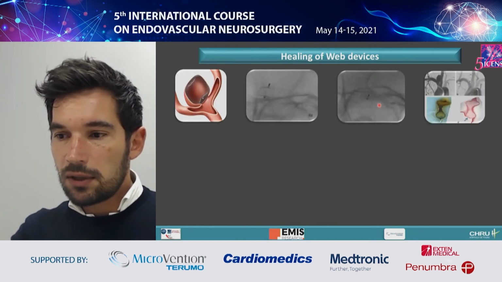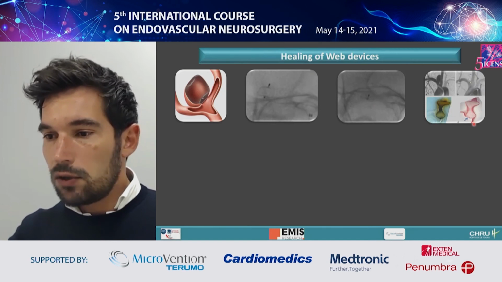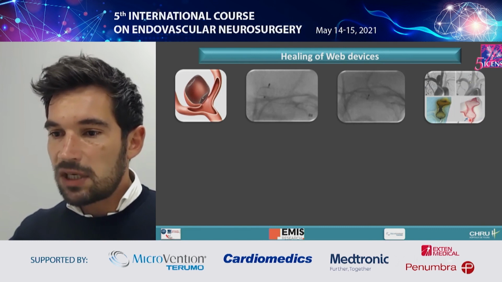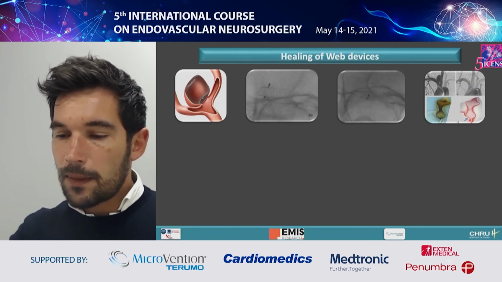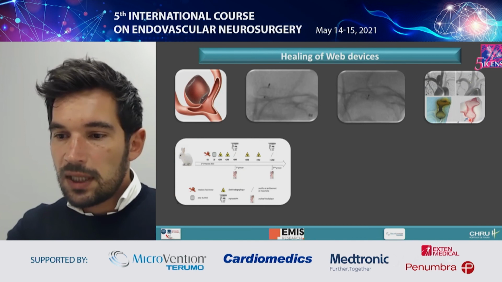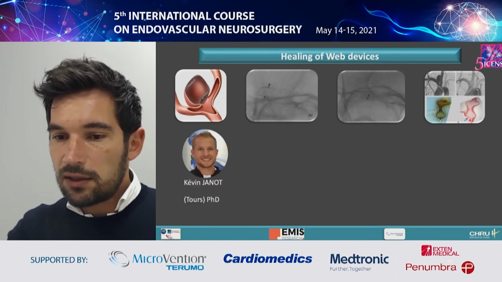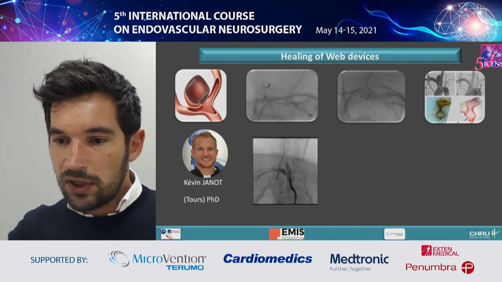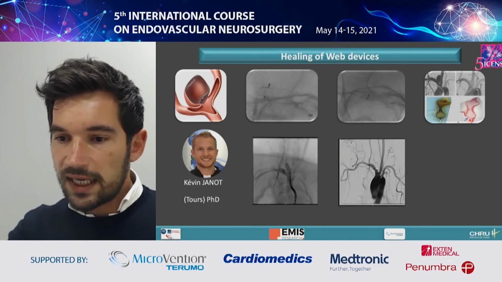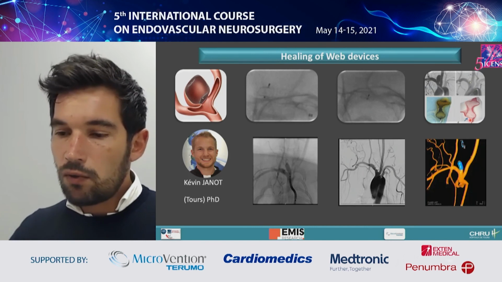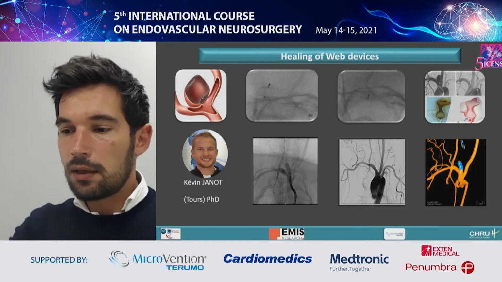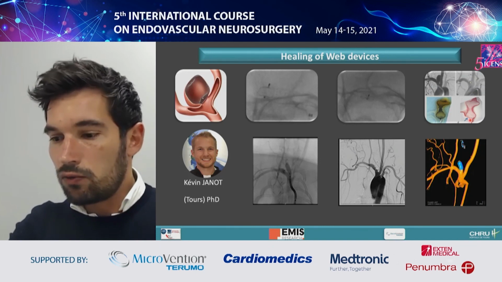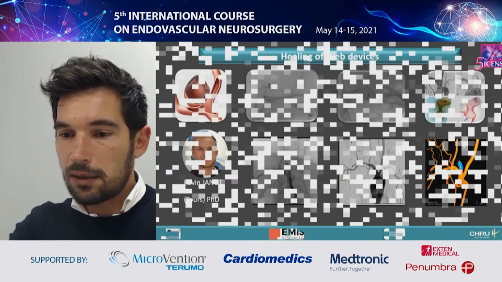So we are currently trying to understand this mechanism of WEB shape modification. This is something with histology, so we will compare histologic results with WEB shape modified aneurysms and with non-modified aneurysms. This is done with Kevin Jano in our lab with Professor Mounier, and we can measure the WEB shape modification and understand that this is due to retraction and great healing.